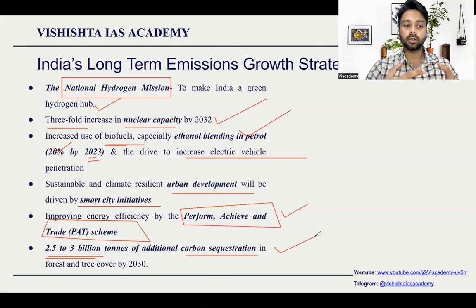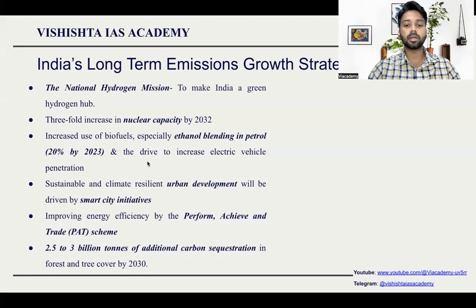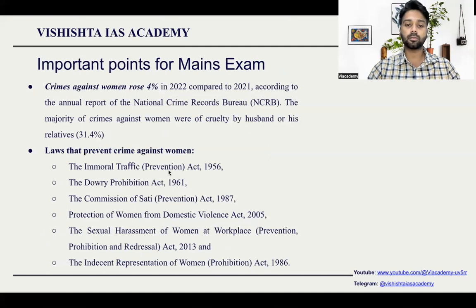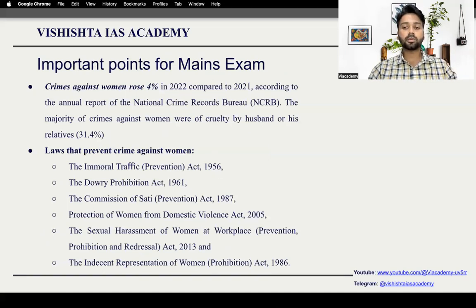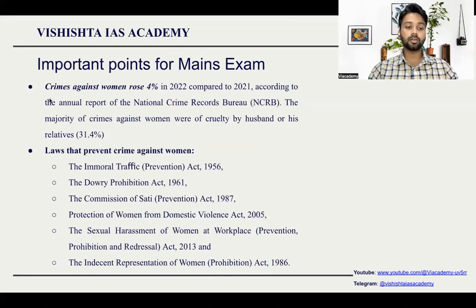How do we do it? By planting more trees, because trees will suck in the carbon dioxide and give out oxygen. So plant more trees, and all the carbon you release will be sequestrated. So these are all the major growth strategies, major emissions strategies which India has given. Very important from the mains examination point of view. Some important points for mains which you should be knowing, which you can use in your answer.